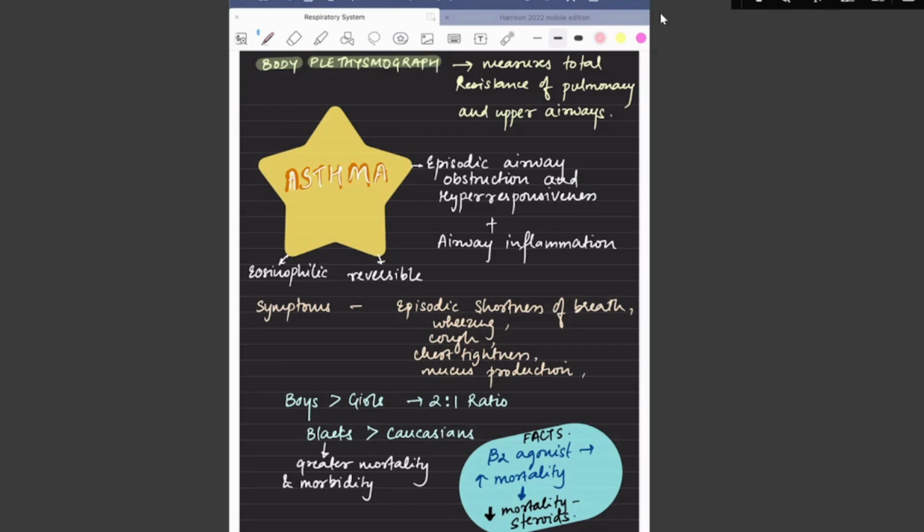The fact is that there is increased mortality associated with beta 2 agonist use, and steroids cause a decrease in mortality.